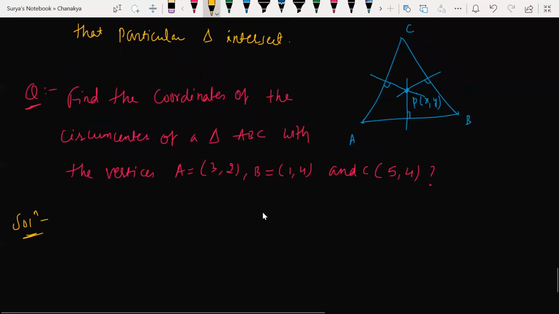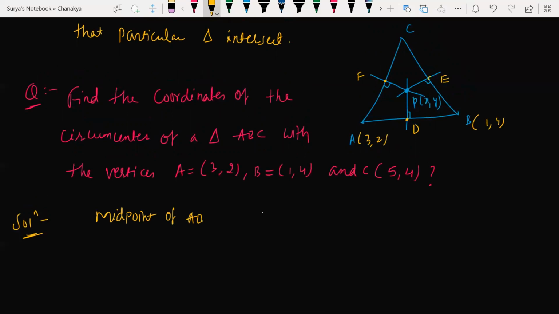What is the midpoint of AB? Let's say this is D, this is E, this is F. What is the midpoint of AB now? A is (3, 2) and B is (1, 4). Midpoint of AB is (3 plus 1) by 2, (2 plus 4) by 2, which is 4 by 2 is 2, and 3. So (2, 3).